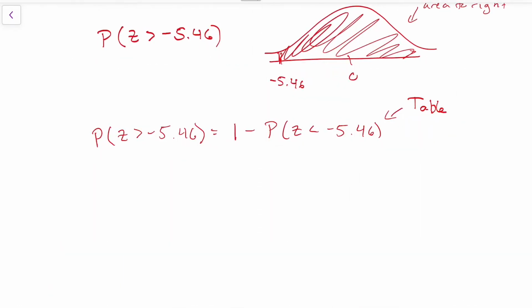Okay, let's finish this solution. I found the probability that z is less than negative 5.47, and I get 0.0001. I can take 1 minus that and get 0.9999. So the probability that a group of any 27 randomly selected adults has an average weight larger than this is a pretty high probability. That is almost 1.